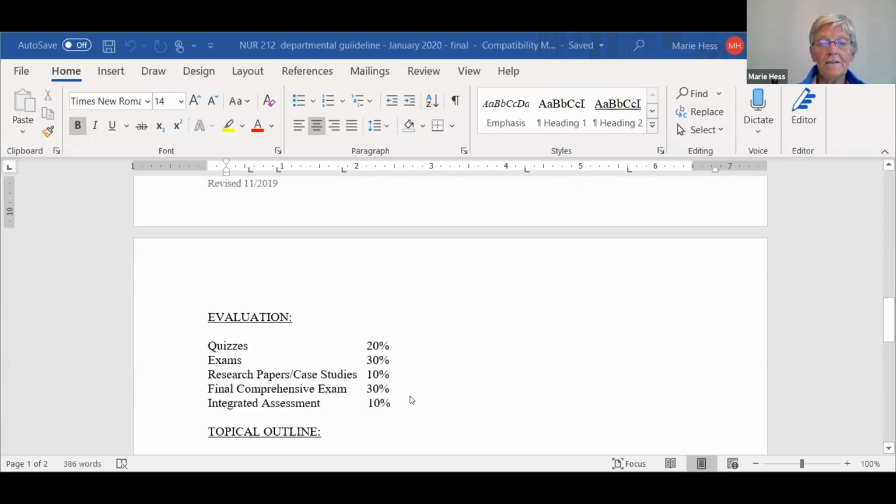This is the evaluation part of this. 20% of your grade are the quizzes. And in the past, and this is part of the outline, our policy, is I think there are 12 quizzes, and I drop the 2 lowest grades. That's how that works.